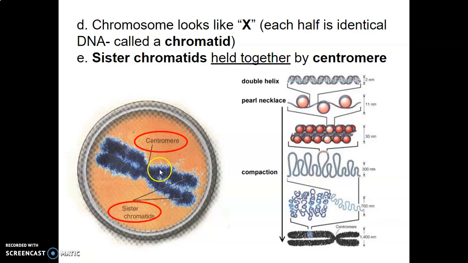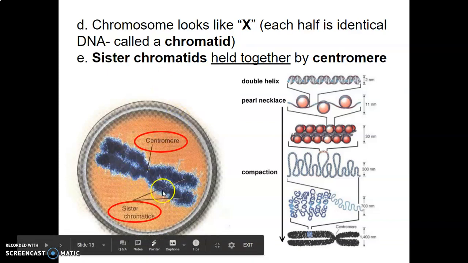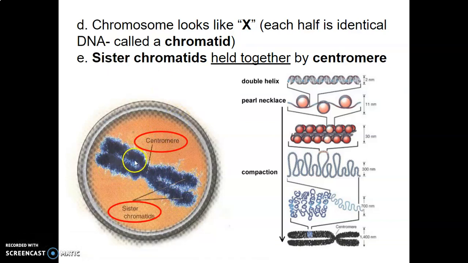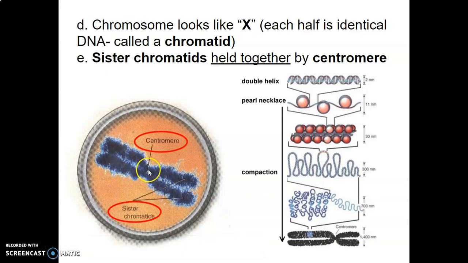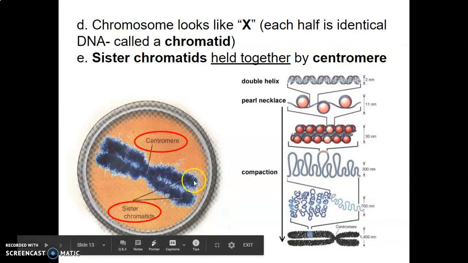And these X's are not actually combined. They're not actually conjoined. Each half is an identical set of DNA called a chromatid. Remember, during synthesis or S phase of the cell cycle, say this one, for example, this one side duplicates itself, and it duplicates itself right here. So these are identical copies. Okay, identical copies. We call these sister chromatids. Sister chromatids. All right, so side here and side here are exactly identical.